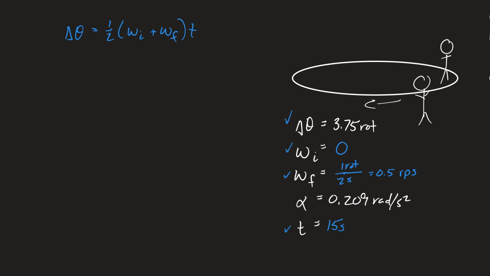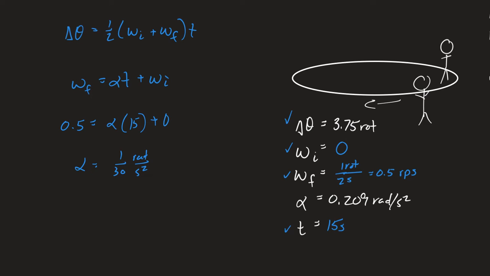Now, to get the acceleration, you probably would have used omega final equals alpha t plus omega initial. We're looking for alpha, so I've got 0.5 equals alpha times 15 plus 0. So alpha is going to be 1/30. This is radians per second squared.